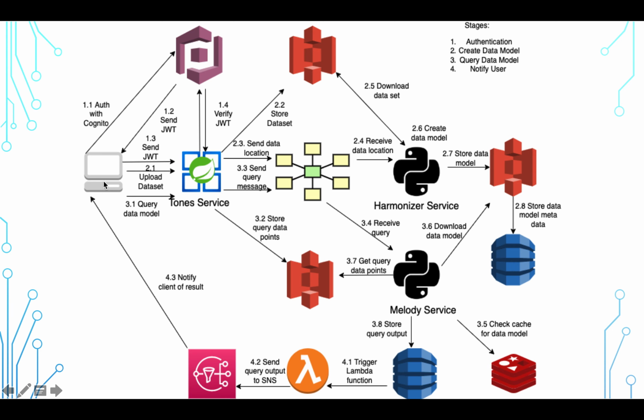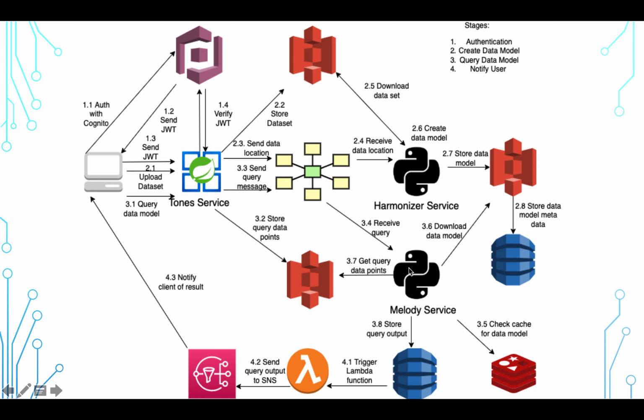Once that's done, the user's then able to query the data model. So they would send a new file with data points that they want some kind of answer or prediction for. That message gets sent to Kafka, and the Melody service subscribes to that topic. When it receives that message, it will do two things. It'll pull down the harmonizer that was built earlier, unless it's cached in Redis, and it'll also pull down the data points to be queried, which the tone service uploaded to another S3 bucket.